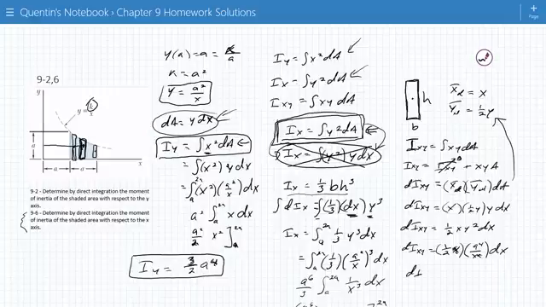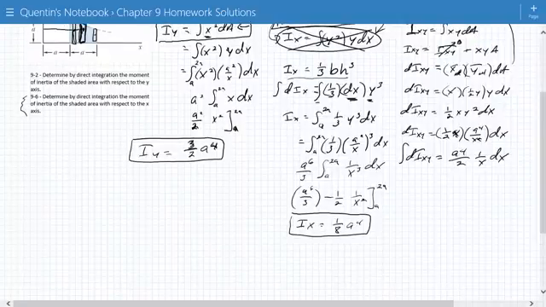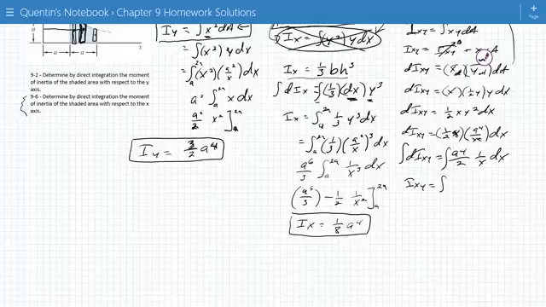So dIxy is a to the 4th over 2 times 1 over x dx. And then we can just integrate that. And that's pretty straightforward integration. Integrate both sides, and then you have your Ixy is the integral, again, from a to 2a of a to the 4th over 2, 1 over x dx. And then we can solve for that.